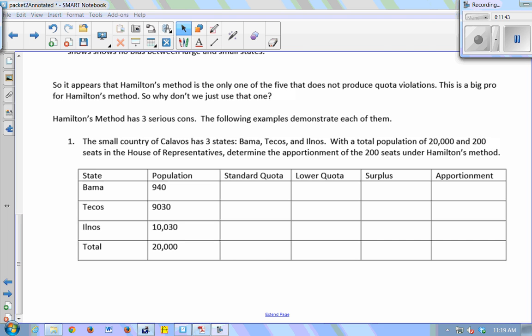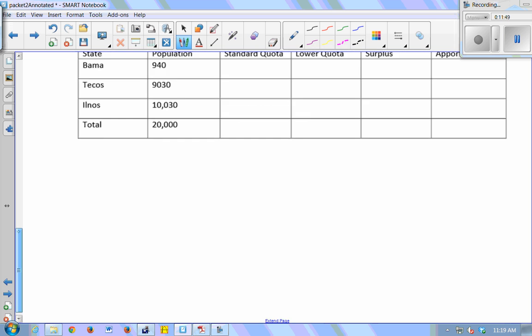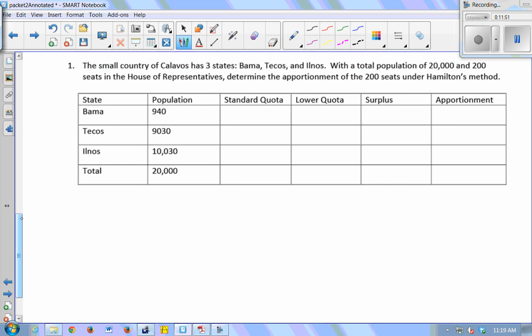All right, so let's go through together. The first thing we have to figure out when we're doing Hamilton's method, or any of the methods really, is the standard divisor, right? Your standard divisor is always your total population divided by the number of seats, or your total population divided by the number of things you're giving out, right? So that comes out to 100.